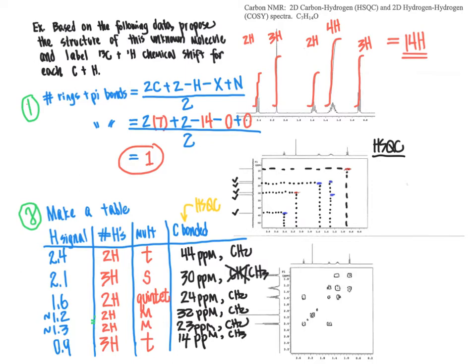And those all make sense based on the integrals that we were seeing for the proton spectrum. So it's reinforcing the proton data. We have 2H, 2H, 2H representing CH2 groups in each case. So now that we have that information gathered, we can also use these multiplicities in combination with our COSY data to develop a chemical structure.